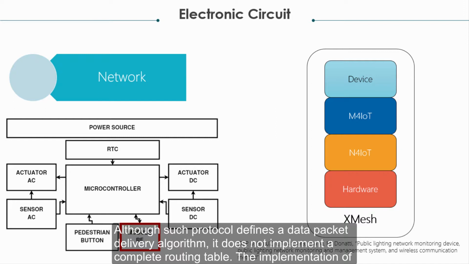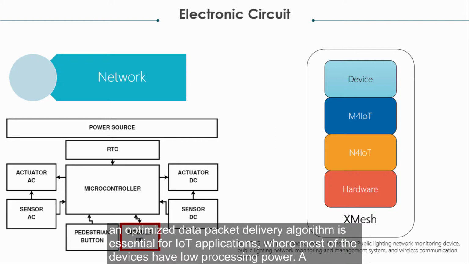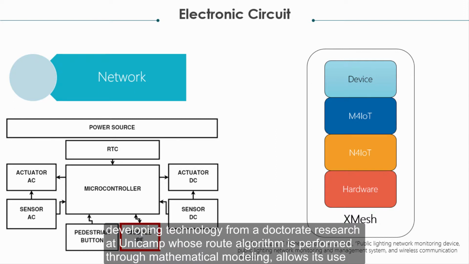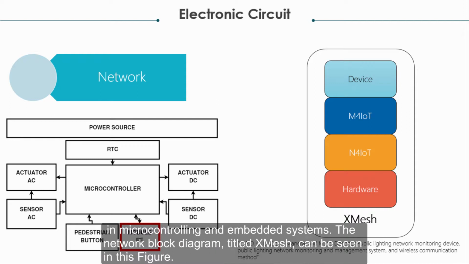The implementation of an optimized data package delivery algorithm is essential for IoT applications, where most of the devices have low processing power. Developing technology from a doctorate research at Unicamp, whose root algorithm is performed through mathematical modeling, allows its use in microcontrollers and embedded systems. The network block diagram, titled X-Mesh, can be seen in this figure.